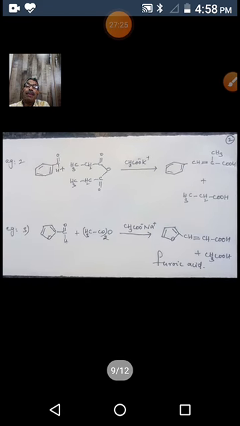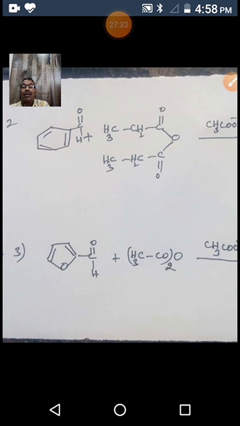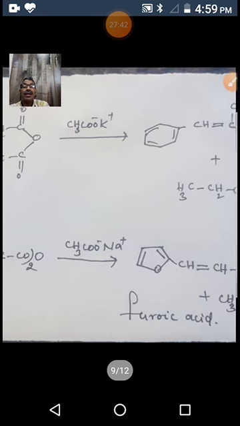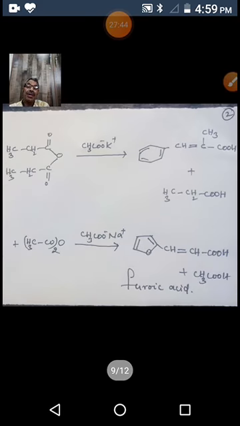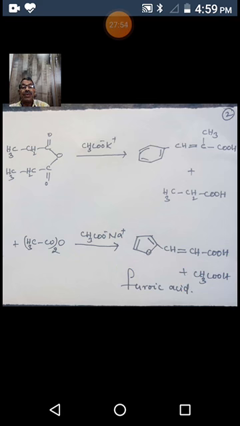This is also one example for a Perkin reaction. One more example, the third example, is furfural, or 2-formyl furan. Furfural in presence of acetic anhydride, (CH3CO)2O, and sodium acetate gives furoic acid, plus acetic acid. So these three examples are examples for the Perkin reaction.